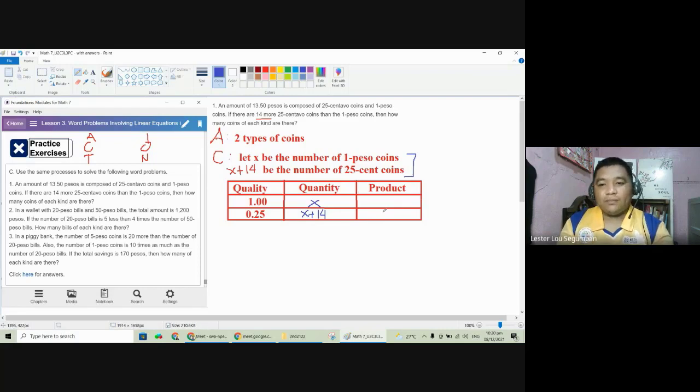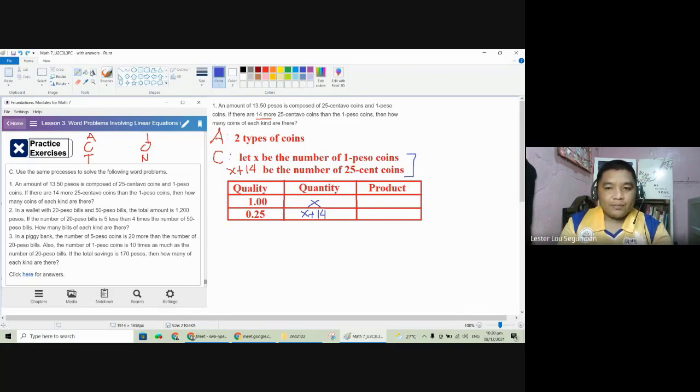Now, this last column here is not necessarily needed, but I am advising you to do this so that you would be guided in what expressions to place later on as you translate. And this is simply the product. When you say product, I gave you an example earlier. I have 3 pieces of 20 peso bills. So the answer is I have 60 pesos as the total amount. How do we get that? We simply multiply the type of bill I have, the quality, times how many there are, the quantity. Similarly, simply multiply this and that.